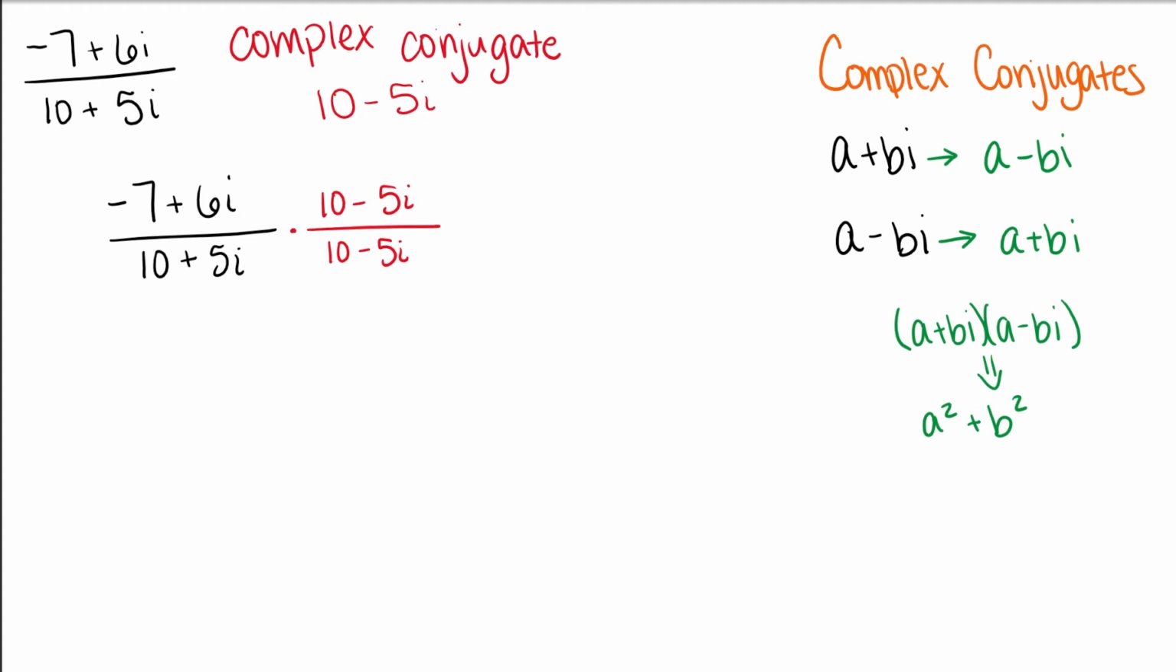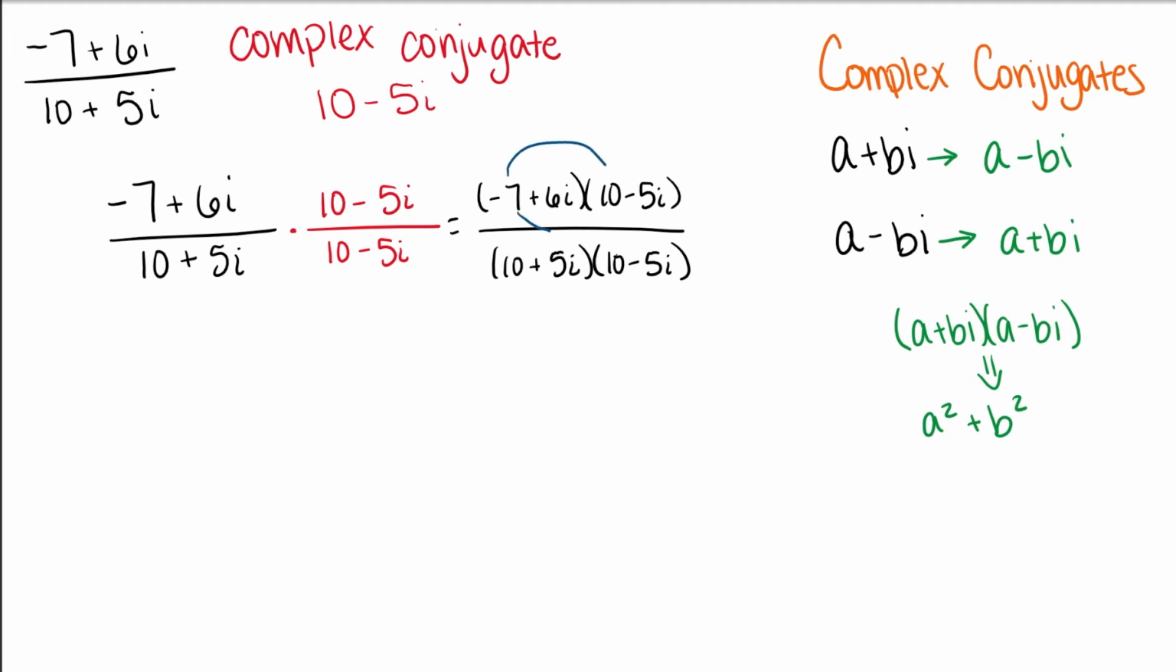So this becomes negative 7 plus 6i times 10 minus 5i in our numerator, and 10 plus 5i times 10 minus 5i in our denominator. We're going to FOIL both our numerator and denominator. So that's just first, outside, inside, last, on the top and bottom of this fraction.